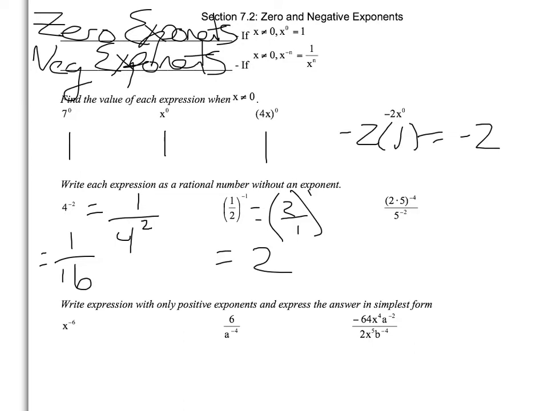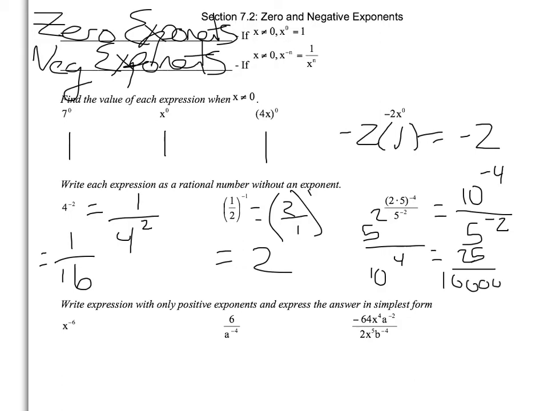This next piece, I'm just going to do that 2 times 5 first. That's really 10 to the negative 4 over 5 to the negative 2. Now what I have to do is get rid of those negative powers. I will put that 10 in the denominator and that 5 piece in the numerator. So moving the 10 to the negative 4th to the denominator becomes 10 to the 4th. Moving 5 to the negative 2 to the numerator will become 5 squared. 5 squared is 25. 10 to the 4th is 10,000. And we can reduce that to 1 over 400.